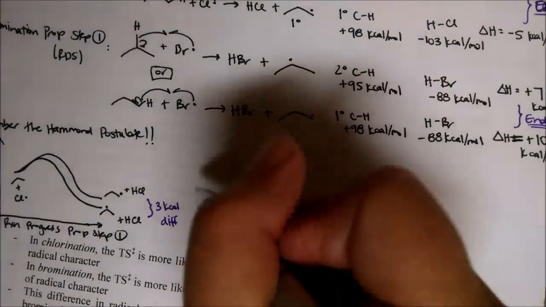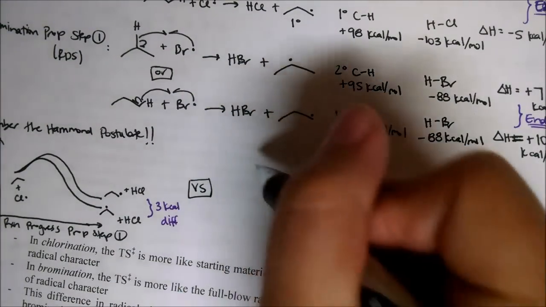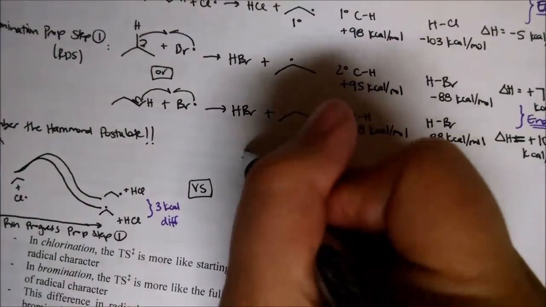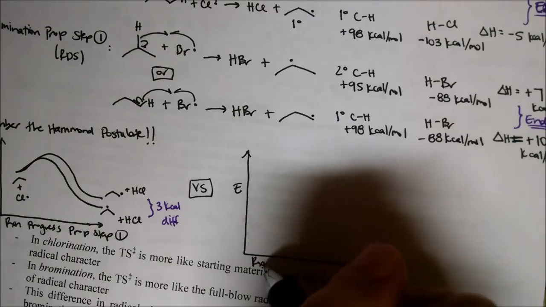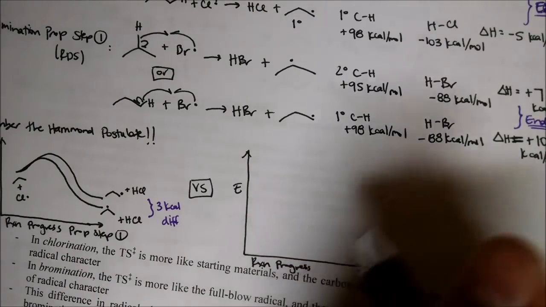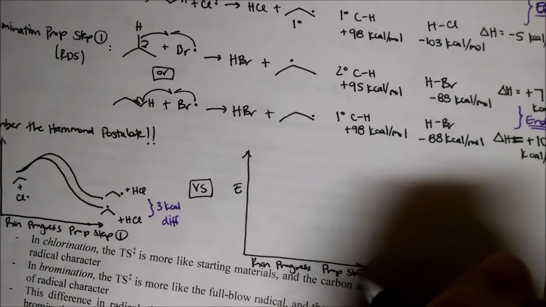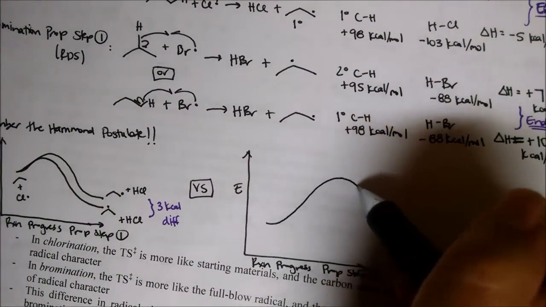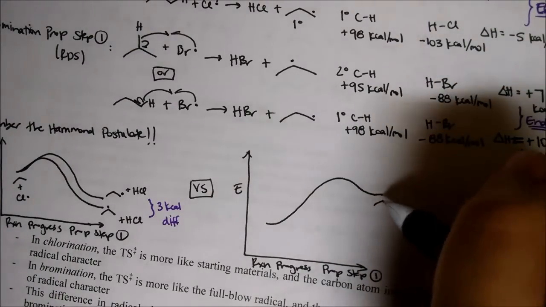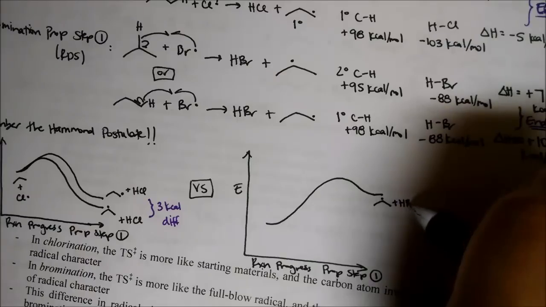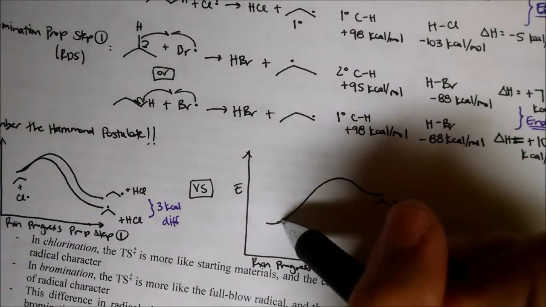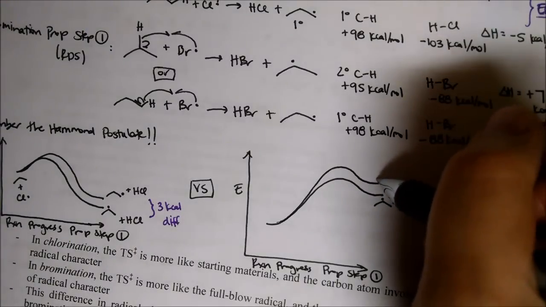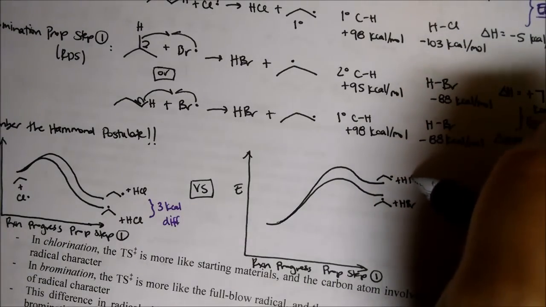Well, in bromination, it's going to be endothermic. So let's go through and label all of that. Energy, again, reaction progress, and propagation step 1. So we're going to be endothermic. Let's draw the more stable one here. So this is the secondary radical plus HBr. And the other one, the primary radical, is going to be a little bit higher. So here we get the primary radical plus HBr.